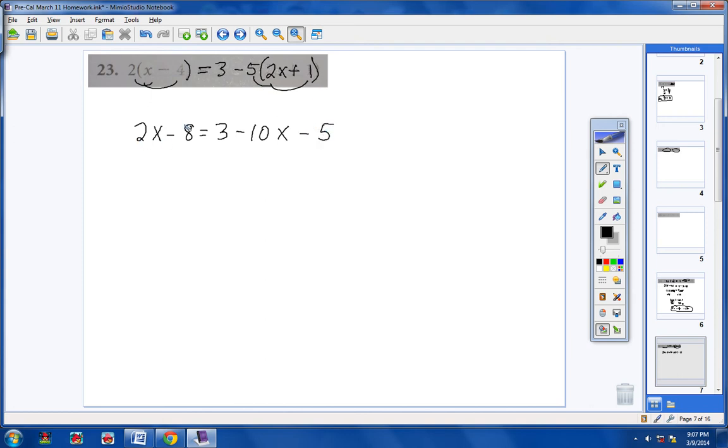Now, I cannot simplify any more over here because I have two unlike terms. However, over here, I have a positive 3 and a negative 5. They're like terms. I can put them together. So, a positive 3 and a negative 5 is a negative 2. And then bring down your negative 10x. Over here on the left side, I will bring down my 2x, and I will bring down my negative 8.